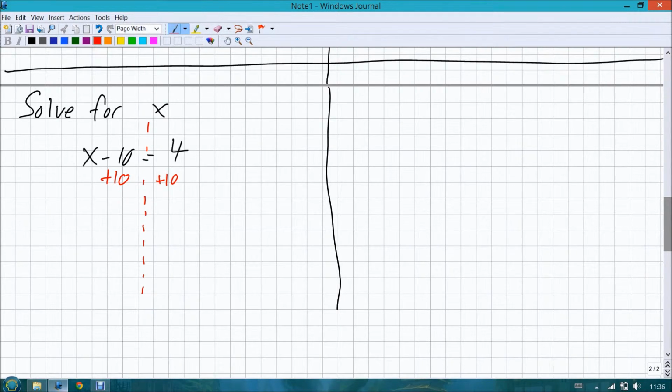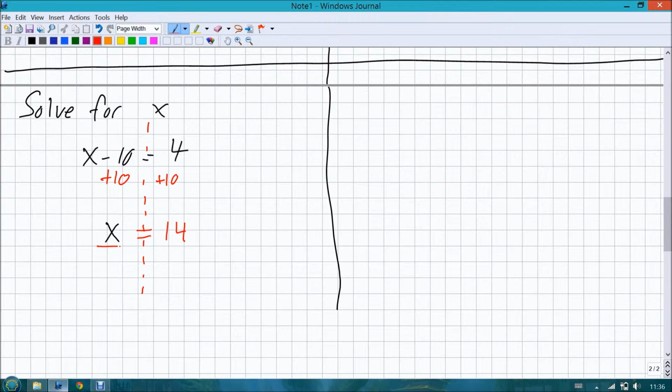So looking at this, we would have x minus 10 plus 10, which becomes just plain old x, because x plus 0 is x. And on the other side, we have 10 plus 4, which is 14. And we end up with x is equal to 14.